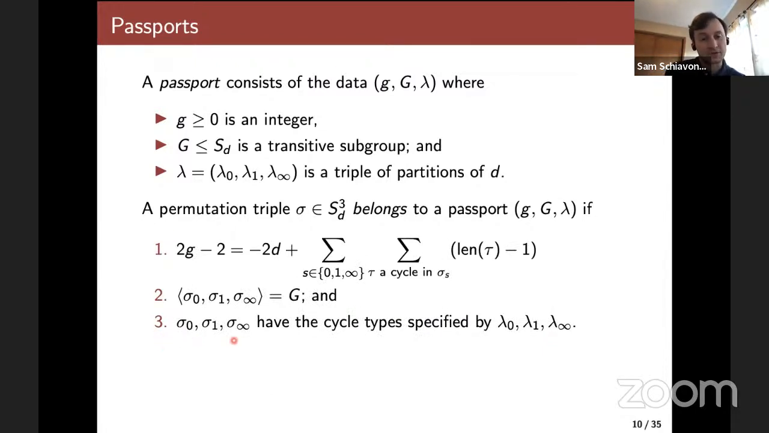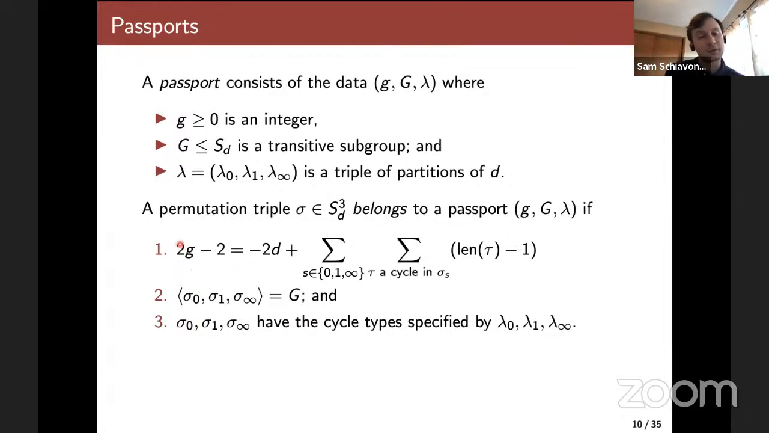As I mentioned, the three partitions are supposed to tell you the cycle types of sigma 0, 1, and infinity. The capital G is the subgroup that these three generate. And this first one might look a little mysterious, but basically it's a combinatorial version of Riemann-Hurwitz. What it's saying is that the Belyi map corresponding to this transitive permutation triple is defined on a curve of genus g.